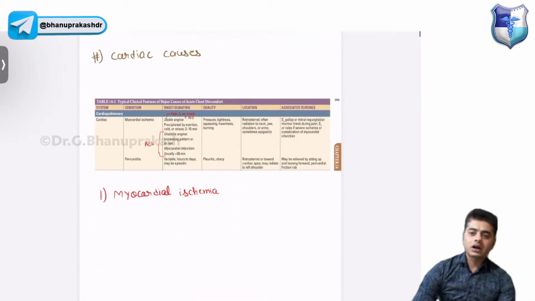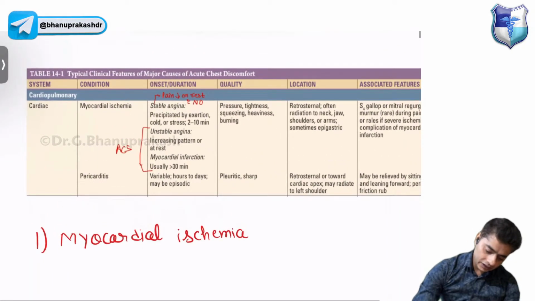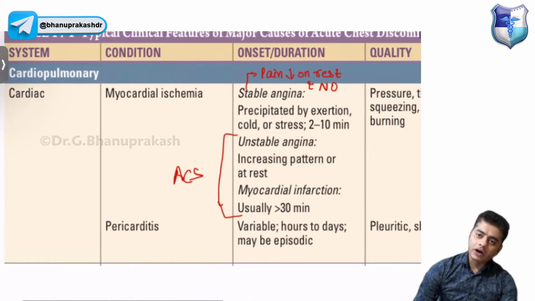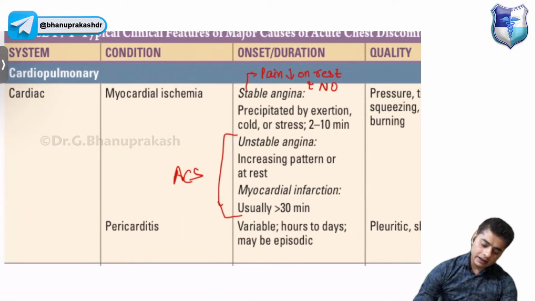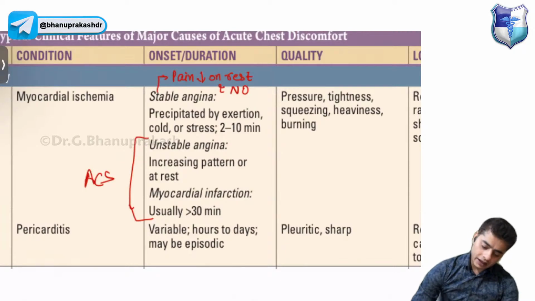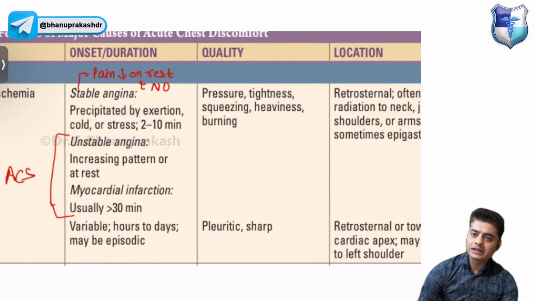Now we will come to cardiac cause. In this table of Harrison, they have clearly mentioned in cardiac, first is myocardial ischemia and other is pericarditis. Under myocardial ischemia, they have mentioned stable angina, unstable angina, and myocardial infarction. So we will see what is stable angina and unstable angina and ST elevation MI further.